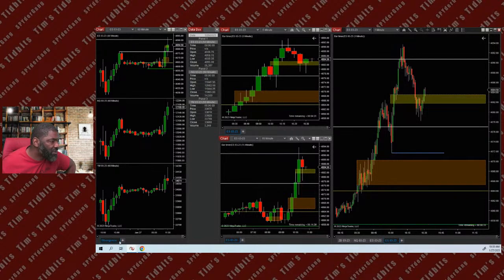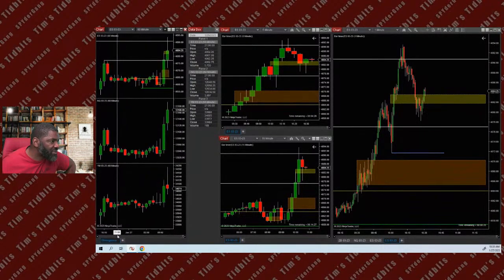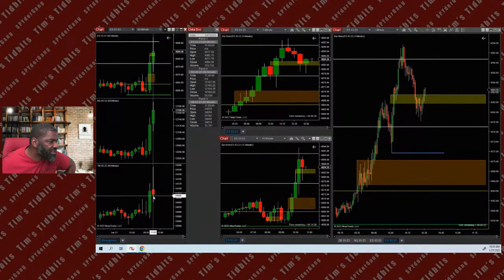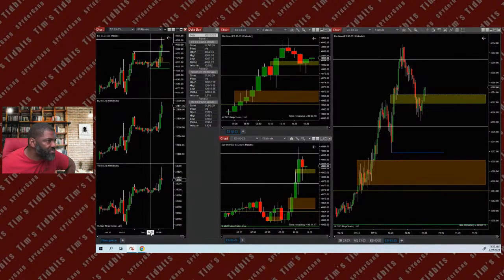Okay. Looking at all three indices, we got some divergence again. On the 60-minute, the Dow is looking very weak. The NQ is looking very strong. And the ES is the red-headed stepchild in the middle.